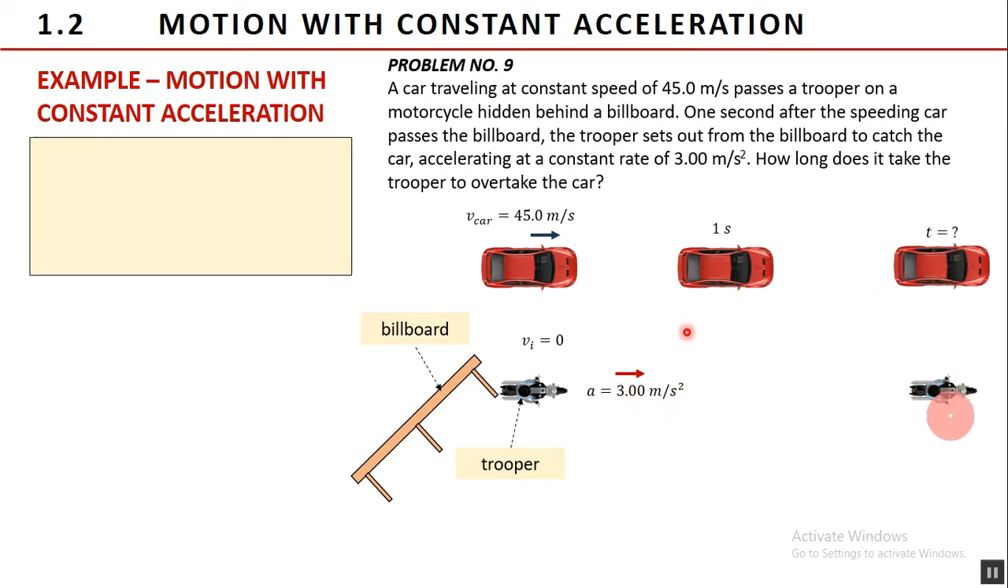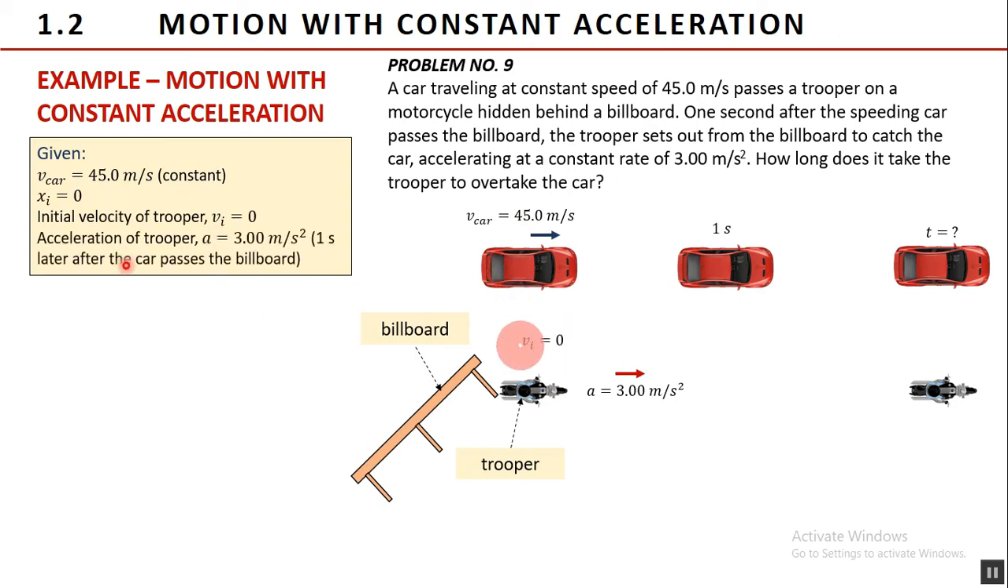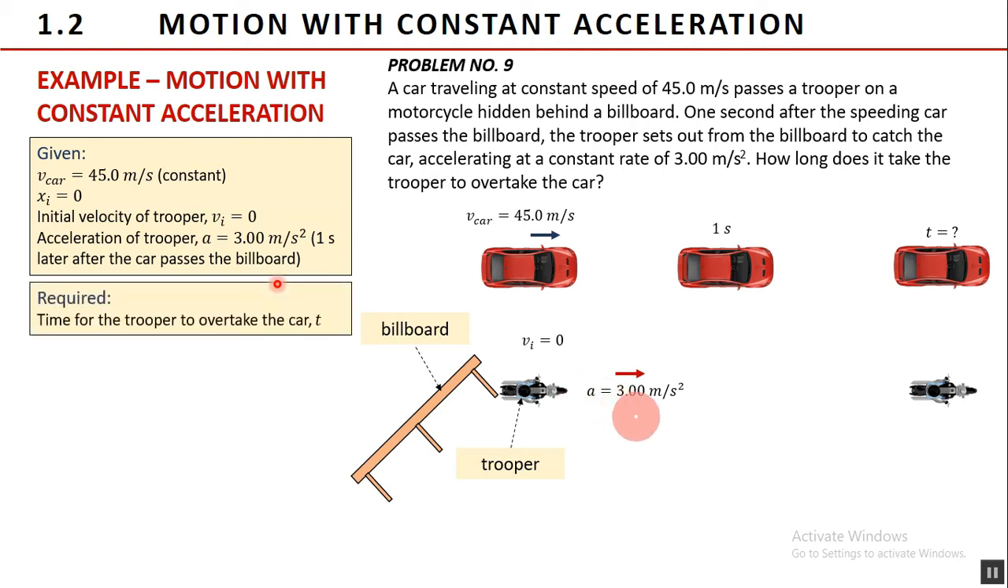We list down given information. The constant velocity of the car is 45 meters per second. We set the initial position of the trooper x sub i to 0. The initial velocity of the trooper is 0. And 1 second after the car passes the billboard, the trooper accelerates at 3 meters per second squared. What we are going to solve is the time for the trooper to overtake the car.